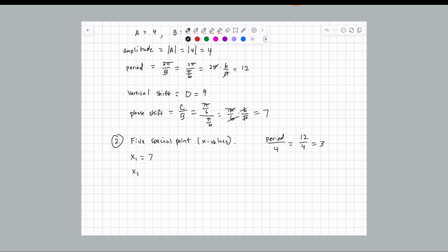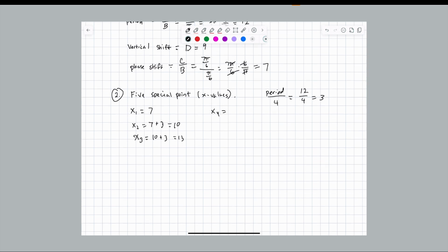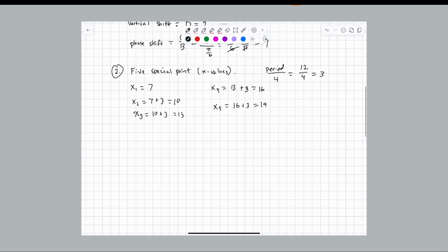So for instance, x2 is x1 plus the increment of 3, so we get 10. x3 is equal to 10 plus 3, which is 13. And then x4 takes the 13, and we add 3 as well to get 16. And then x5 is the 16 plus 3, which gives us 19. Okay, so those would be the x values for the special points. Now we just need to find the y values of the 5 special points.